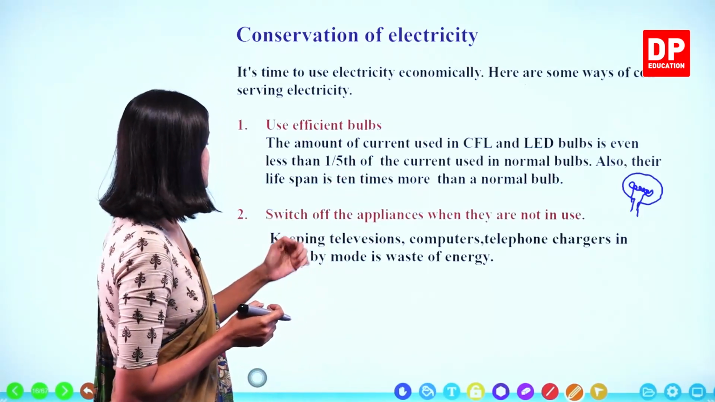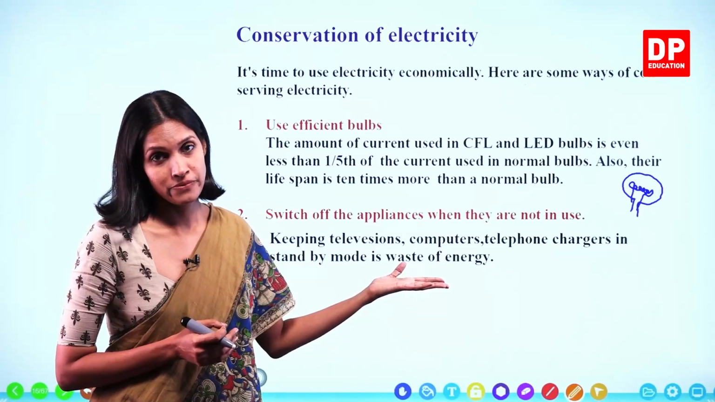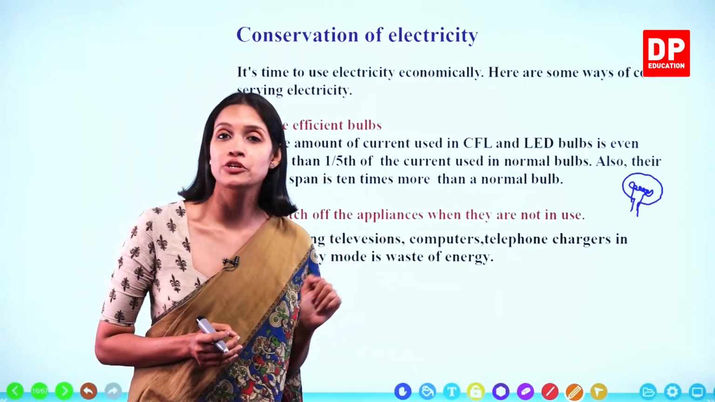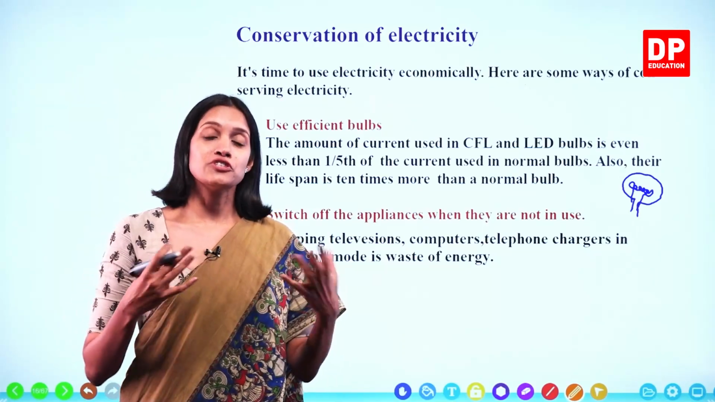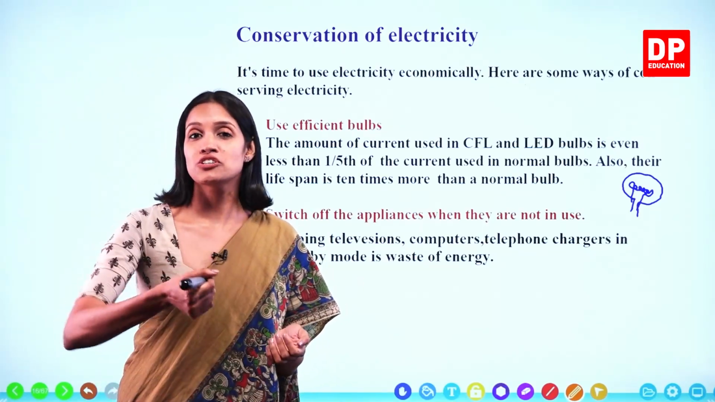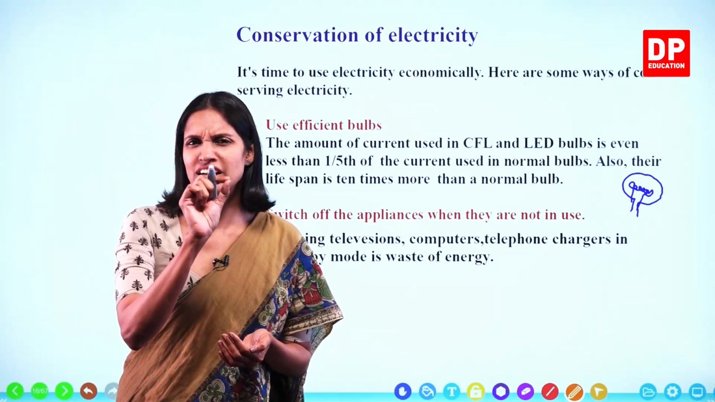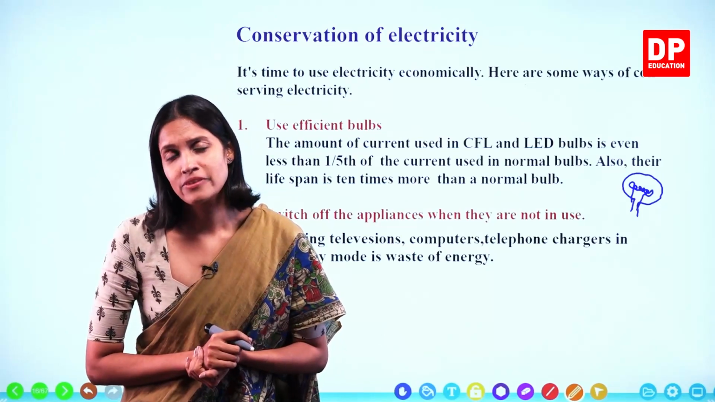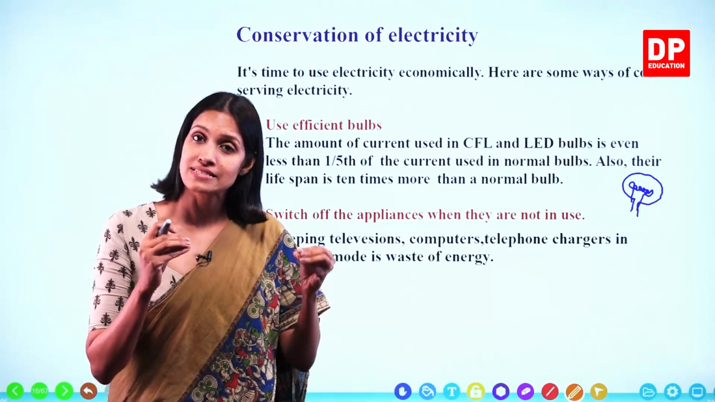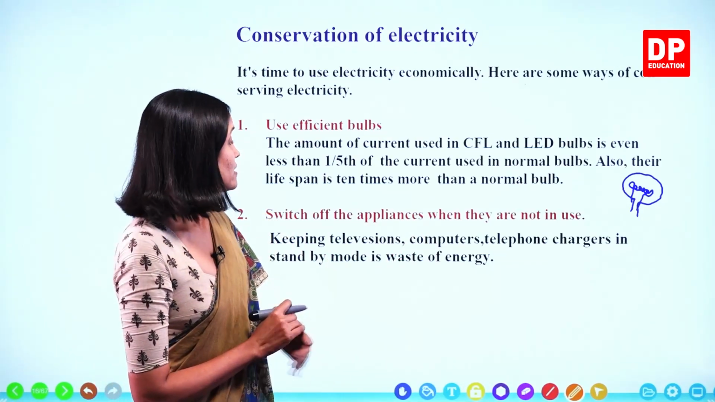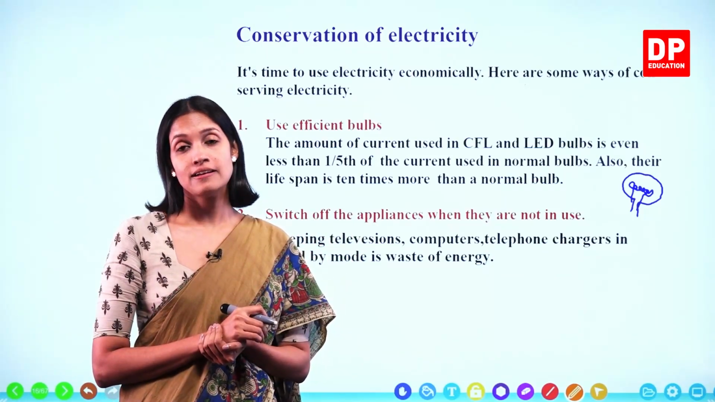What are the other instances? Keeping televisions, computers, telephone chargers in standby mode. You don't completely switch them off after using them. Let's say the televisions, right? After watching the TV, most of the time we just switch it off only with the remote control. But at the same time, you can see that the other small bulb is still on, right? Which means the TV is not completely switched off, it's in standby mode, right, children? So a certain amount of energy is consumed here, right?